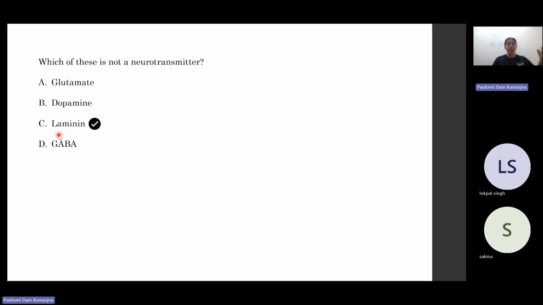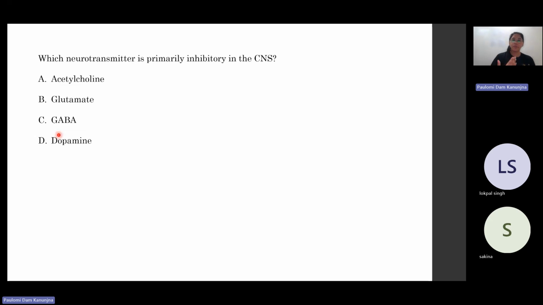Why is it important? Because when your synaptic cleft has these neurotransmitters released, they will tell the next neuron what to do: should you get excited or should you inhibit the action potential? That's the role of it. What is laminin? Laminin is actually a glycoprotein, which you will see in the extracellular matrix, ECM.